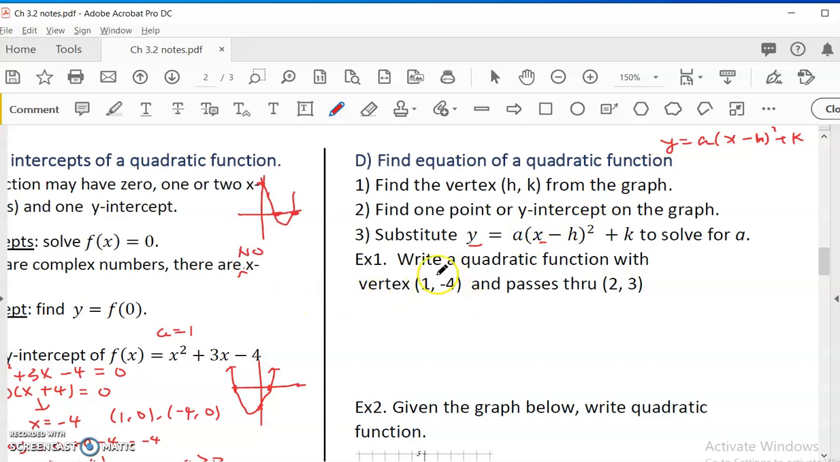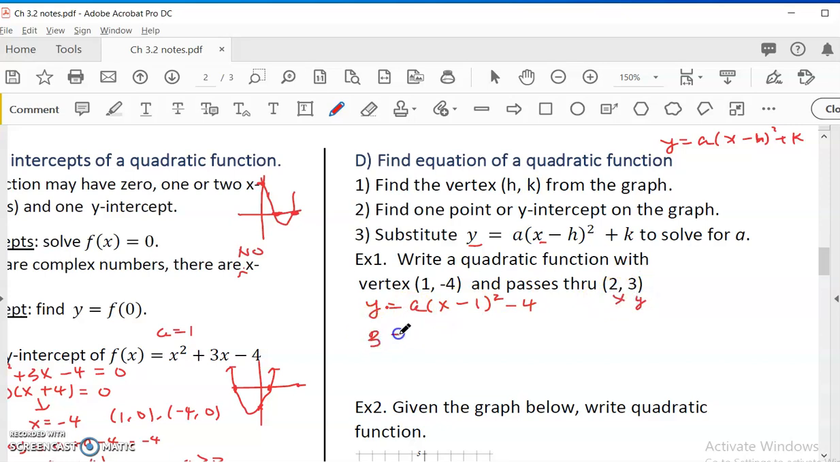For example, someone tells you, I have a quadratic function. The vertex is (1, -4) and it passes through (2, 3), but I lost the formula. Can you find the formula? Because we know the vertex, I would write the template: y equals a(x minus h) squared plus k, with h being 1 and k being -4. So this is the actual formula, but I don't know a, so I use this x and y to plug in.